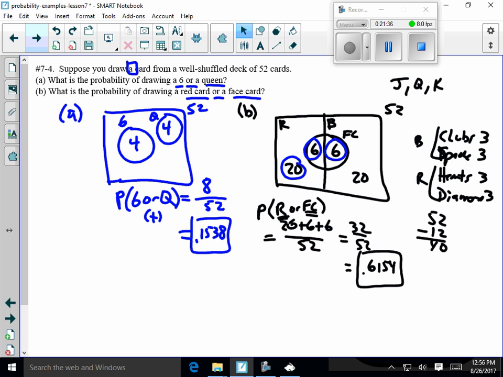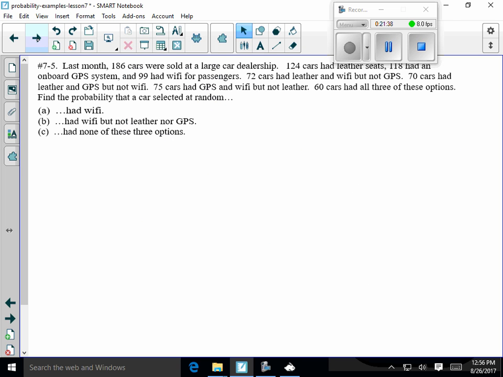Okay, well, let's work on the last problem. The last problem is also good for Venn diagrams. It says last month 186 cars were sold at a large dealership. 124 cars had leather seats, 118 had onboard GPS, and 99 had Wi-Fi for passengers.